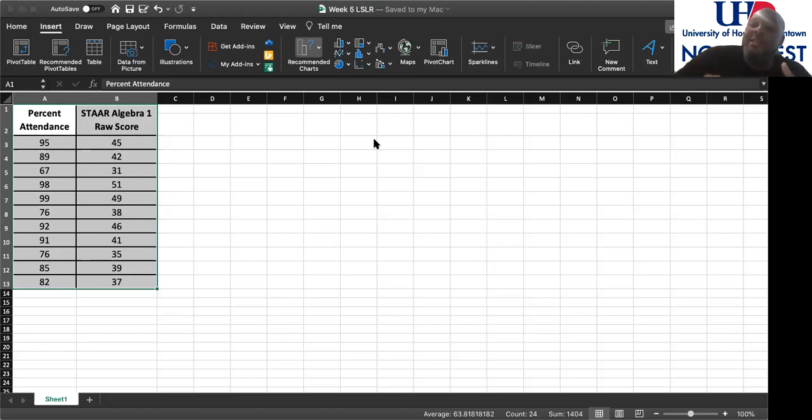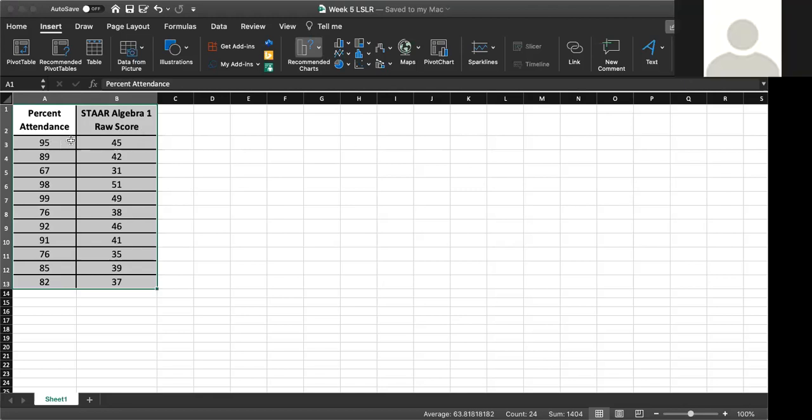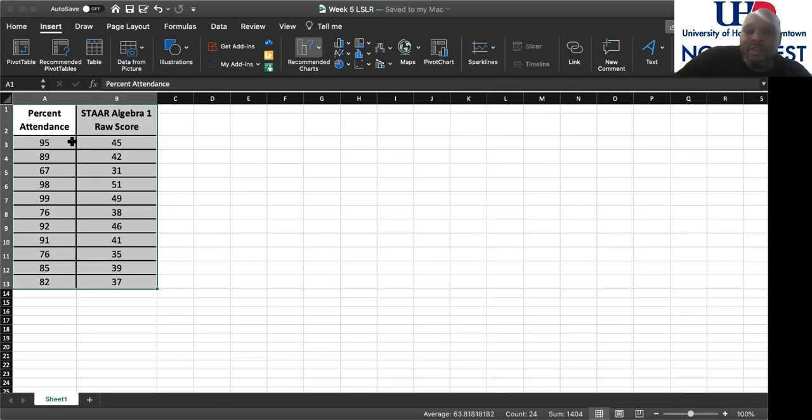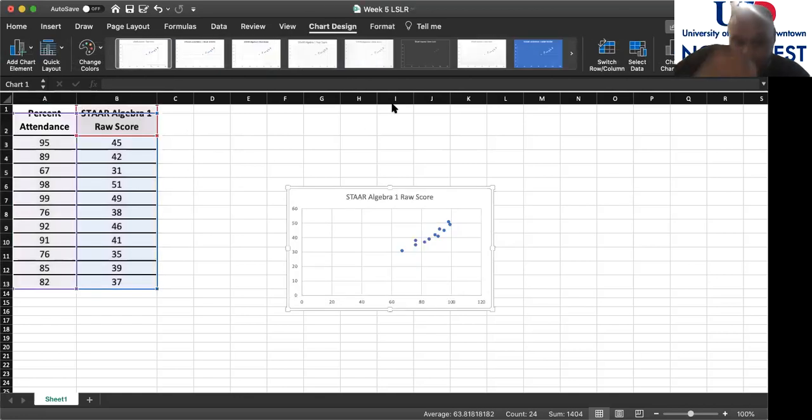And again, when you plot these variables, they have to be quantitative. First off, does everybody understand that? Yes. Secondly, when you're plotting them as pairs, you can't rearrange the order of the pairs, by the way. You're going to plot 95 with 45. You're going to plot 89 with 42. You don't want to sort this data. You want to keep this data like it is, all right? So let's click insert the scatter plot. Very simple thing to do. We get this graph here.